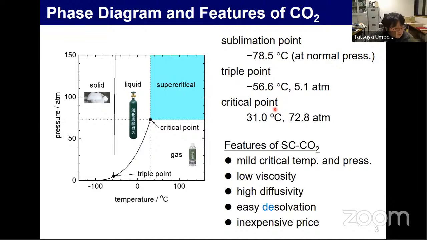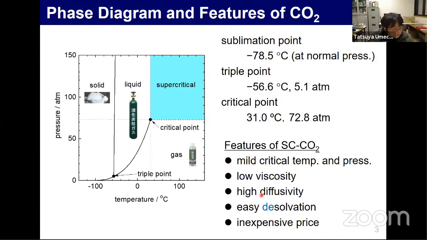Supercritical carbon dioxide is one of the green solvents, as well as water and ionic liquid. The advantage of using carbon dioxide as a supercritical fluid is that carbon dioxide becomes supercritical under mild temperature and pressure conditions. Supercritical carbon dioxide has low viscosity and high diffusivity. This is convenient when carbon dioxide is used as a reaction and extraction solvent.